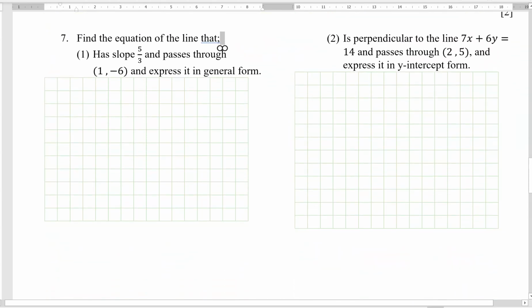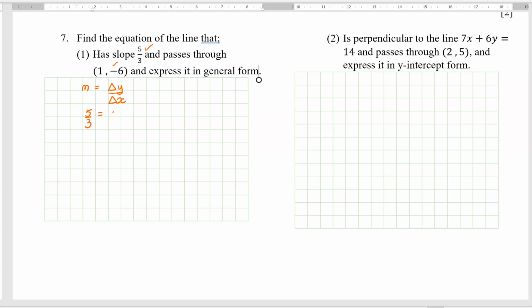Okay. Find the equation of the line that has slope 5 over 3 and passes through. So remember, all we need to find the equation of a line is the slope and a point. We have the slope, we have the point. So we are using our slope formula. Okay, so our slope, we say, is 5 over 3. Our slope formula, y minus our y value, so -6 becomes +6, all over x minus 1. And now we can simply cross multiply. Right, 5 times x take 1 equals 3 times y plus 6.